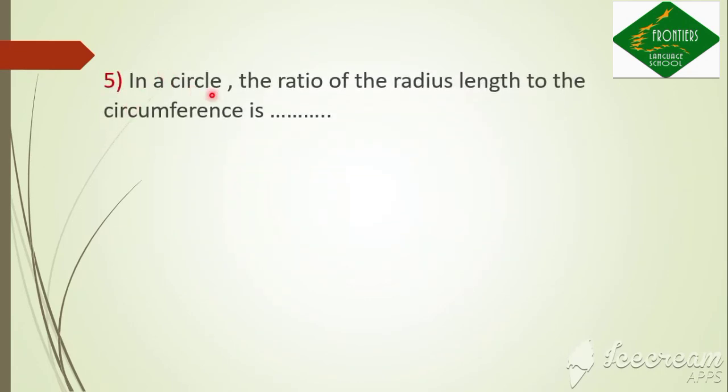Number 5. In a circle, the ratio of the radius length to the circumference. Here we ask about the radius. Then we use the rule 2 pi r. Our radius to the circumference is 2 pi r. We will cancel r because it's the same. Then the answer will be 1 to 2 pi.